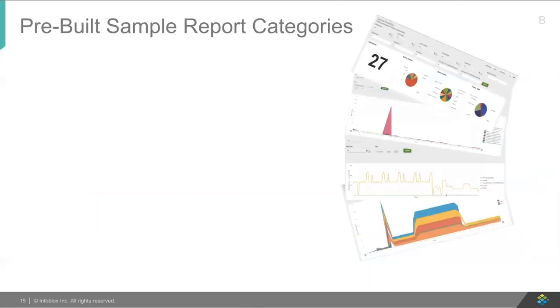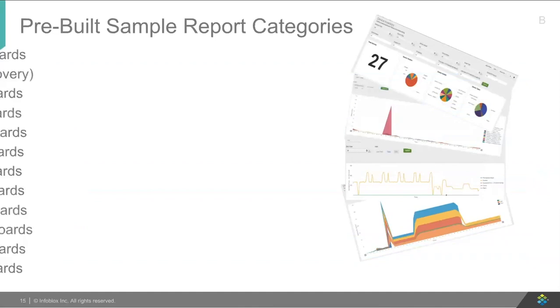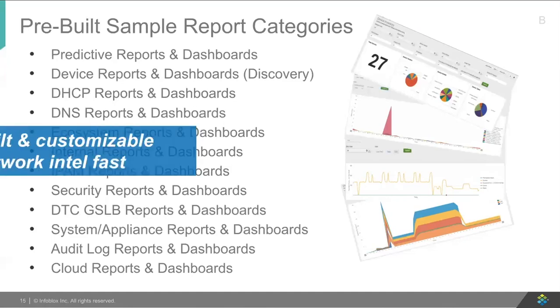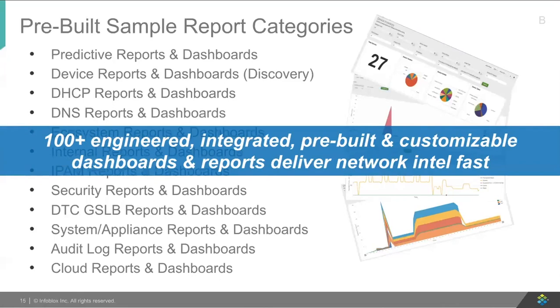So let's take a look at some of the categories. There's predictive reports and dashboards. We have device, DHCP, DNS, ecosystem, internal reports, IPAM reports, security, DTC reports, that's our load balancing solution. There are system and appliance, audit, and cloud reports. All of these, again, as we've mentioned, there's over 100 engineered, integrated, pre-built, customized dashboards and reports. So it's going to give you the information that you need very quickly.